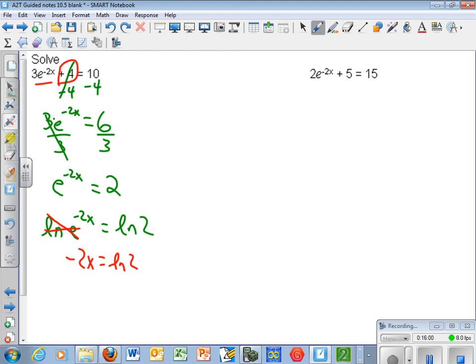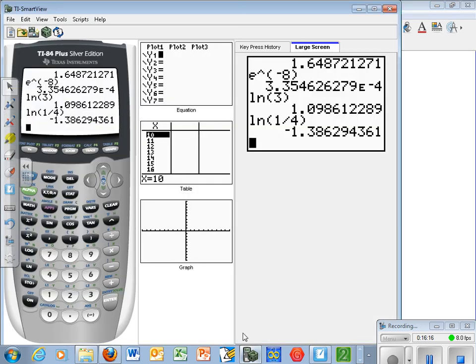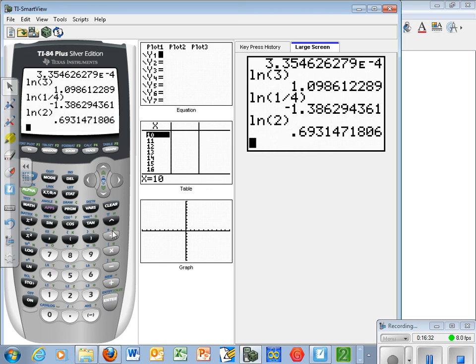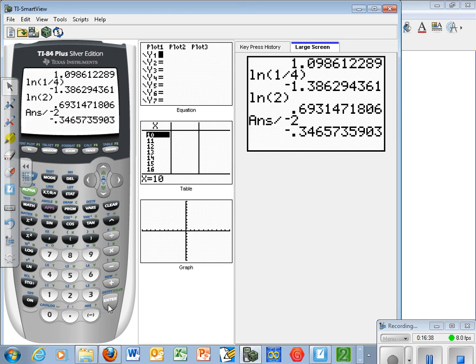Now, how would I get x alone? I undo multiplying it by negative 2, so I divide by negative 2. So on your calculator, here's what we're going to do, and I'll do this on mine. I'm going to take the natural log of 2, and I'm going to divide it by negative 2. So I'll put a 2 in front, and I'll enclose that. Natural log of 2 equals, and I'm going to divide that by negative 2, and we get that answer.